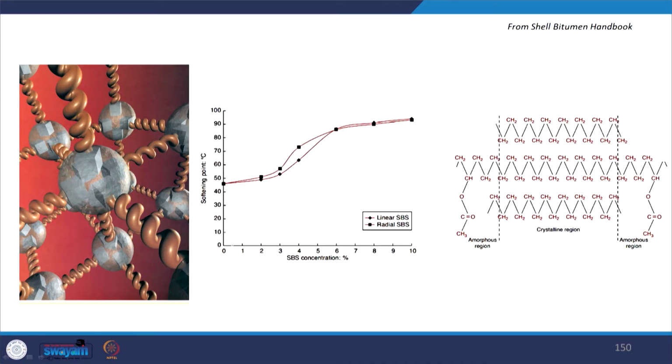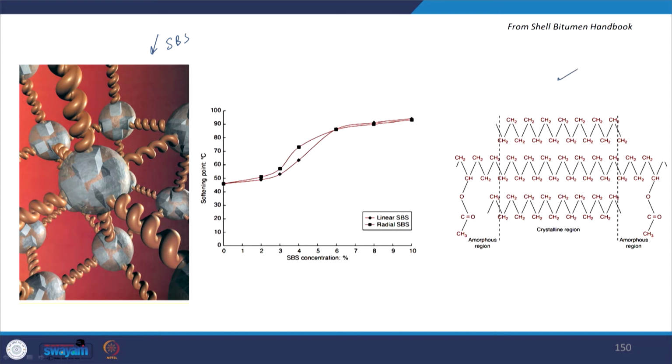These are some pictures explaining some of the common modifiers. For example, this is an animated description of SBS, where they show that we have polystyrene blocks and we have a mid block which is a butadiene segment. Here the polystyrene blocks impart toughness and stiffness to the structure, whereas the butadiene segment provides more of the rubbery properties to the SBS system.